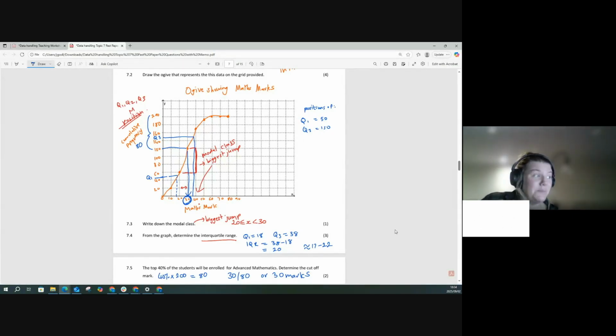So careful again, it's not percentage, because these are just marks. These are marks out of 80.